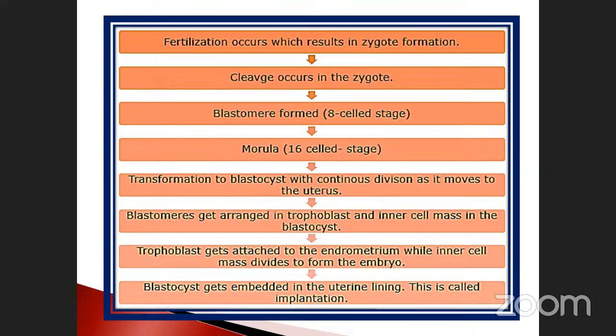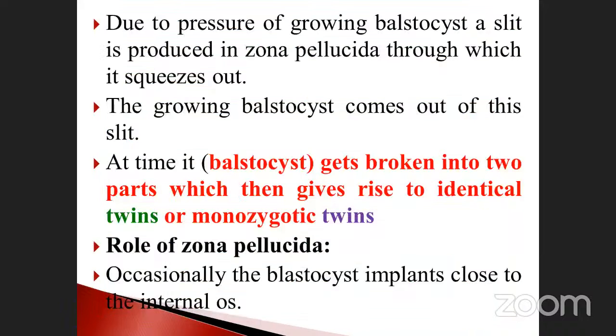Okay. The blastocyst gets embedded in the uterine lining. This is called implantation. These all happen. Already I told you these things, isn't it? According to the diagram, the pictorial aspects. See, due to the pressure of the growing blastocyst, a slit is produced in the zona pellucida through which it squeezes out.